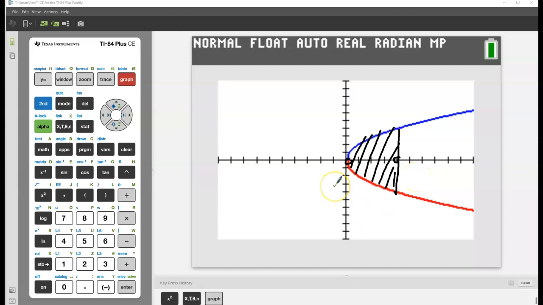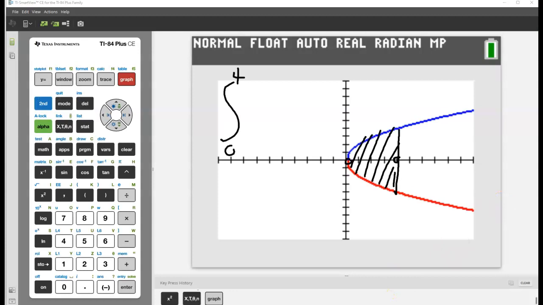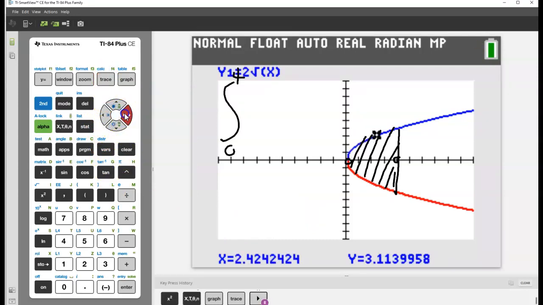So how would we set up this integral? Well, we're going to do the integral from 0 to 4. Now, why is it 0 to 4? Because if we look back at our worksheet, you'll see why. It tells us we're going from 0 to 4. Now, we have the top function minus the bottom function. To find out which function's on top, we could just push trace, and then start scrolling. Right now I'm tracing the blue line, which is the positive 2 square root of x. So that's the one that's going to be on top.